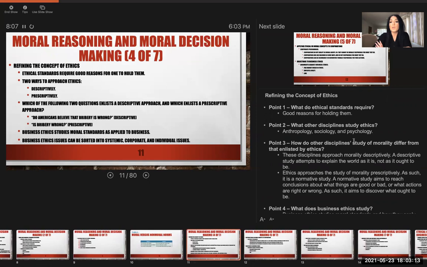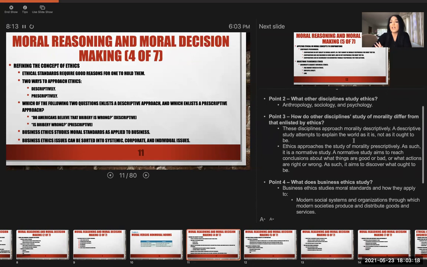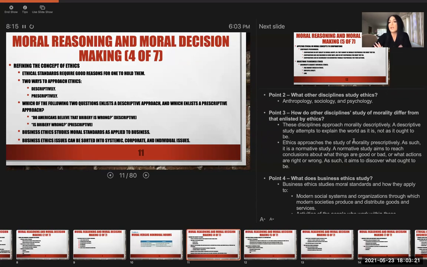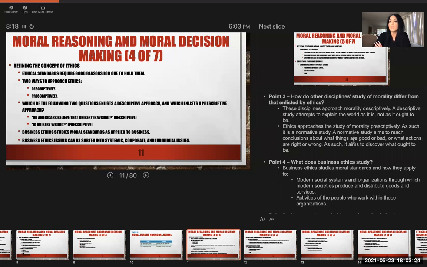What do ethical standards require? Good reasons for holding them. What other disciplines study ethics? We talk about anthropology, sociology, psychology. How does other disciplines' study of morality differ from that of ethics? Well, these disciplines approach morality descriptively. A descriptive study attempts to explain the world as it is, not as it ought to be. Ethics approaches the study of morality prescriptively, and as such, it is a normative study. A normative study aims to reach conclusions about things that are good or bad and actions that are right or wrong. So, as such, it aims to discover what ought to be.